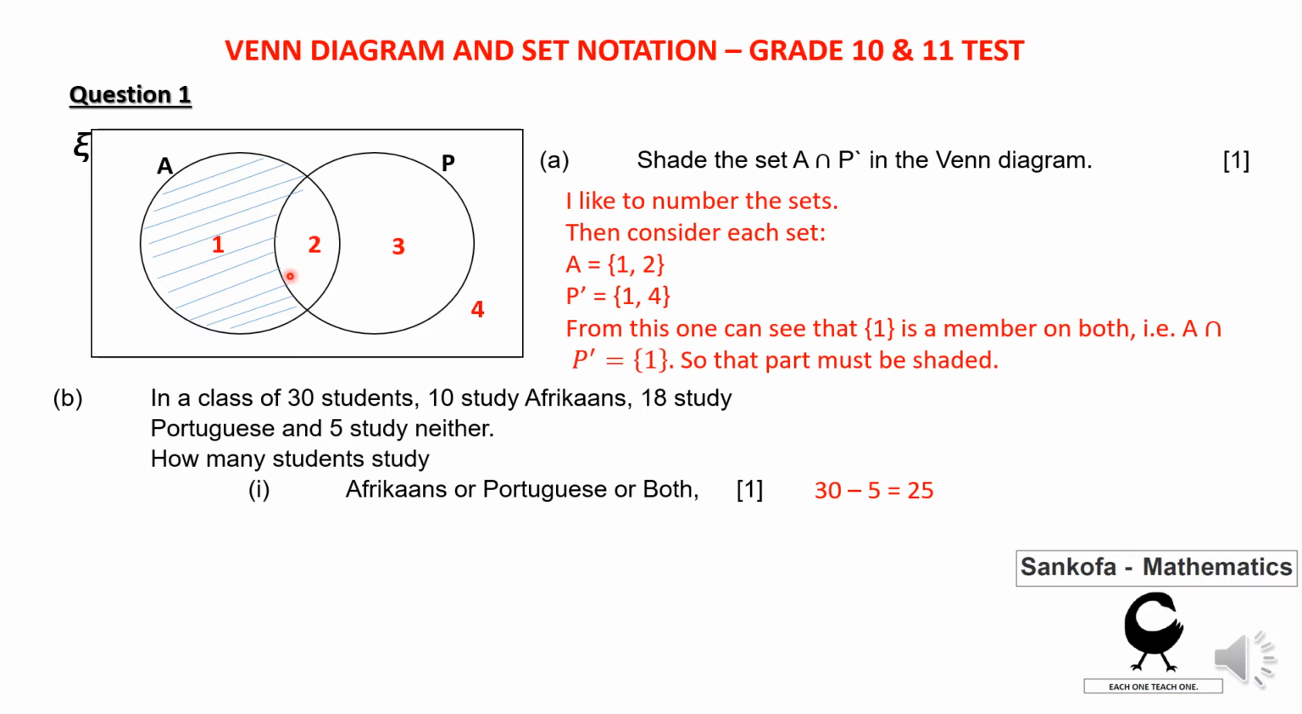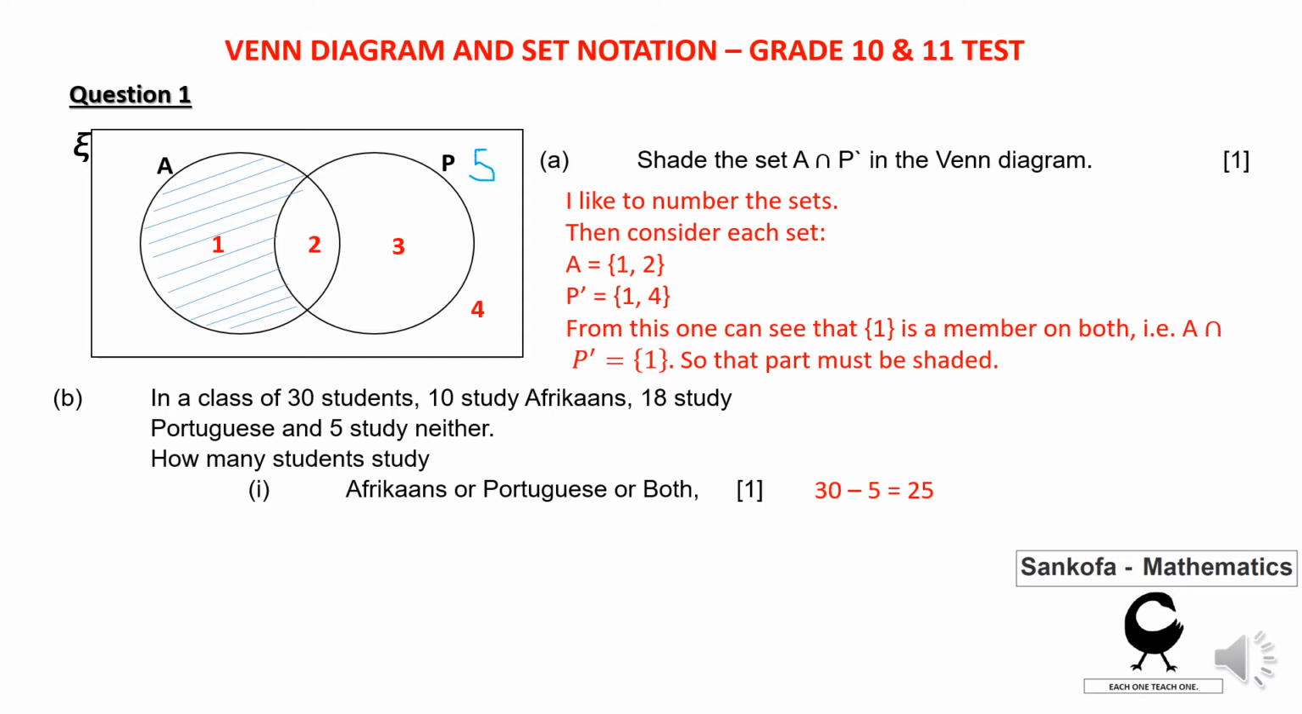So that 5, if we were to basically write it down, all right, that 5 will be written anywhere here in the universal set. It will be the learners who do not study anything.